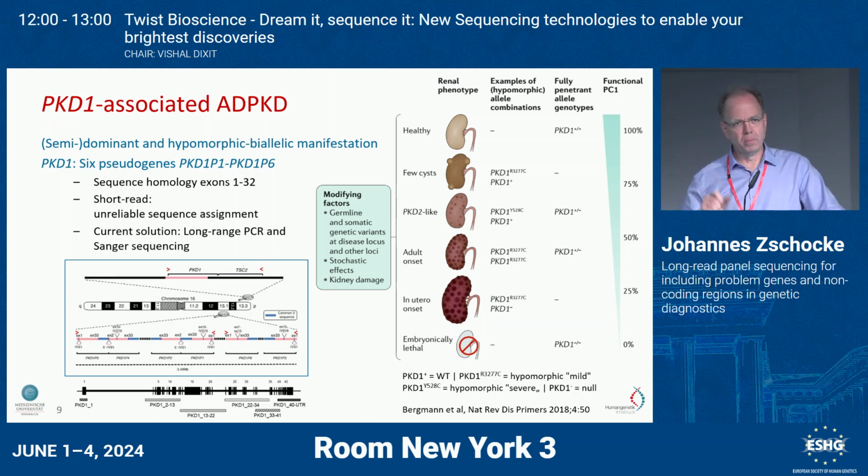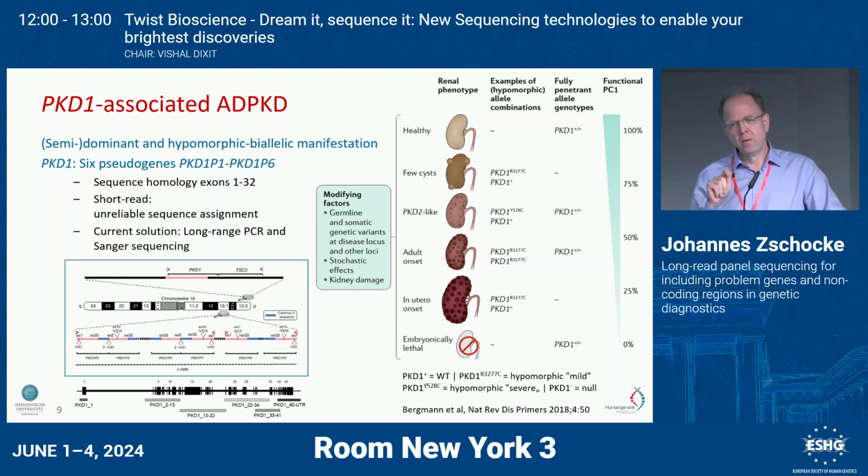So what about the problem genes? One of the important problem genes is PKD1. There is the PKD1 gene, and there are 6 pseudogene homologs, which make it a problem if you do not find anything and you cannot confirm it. You're not 100% sure that you haven't missed anything.